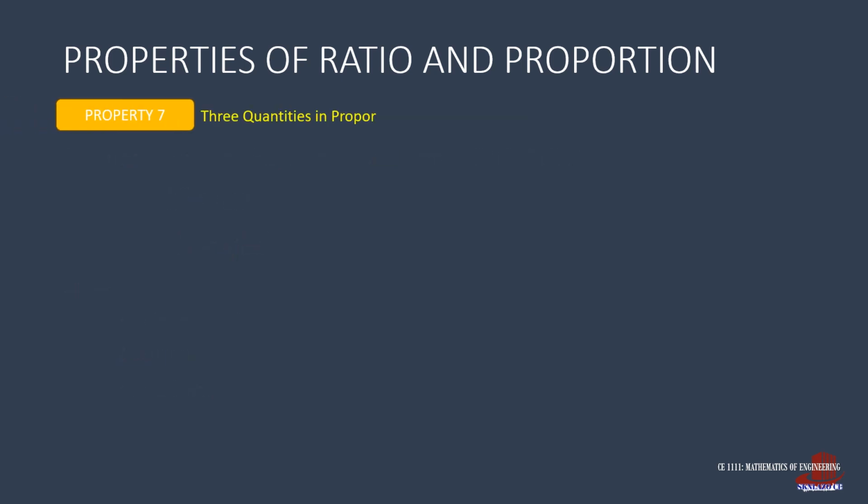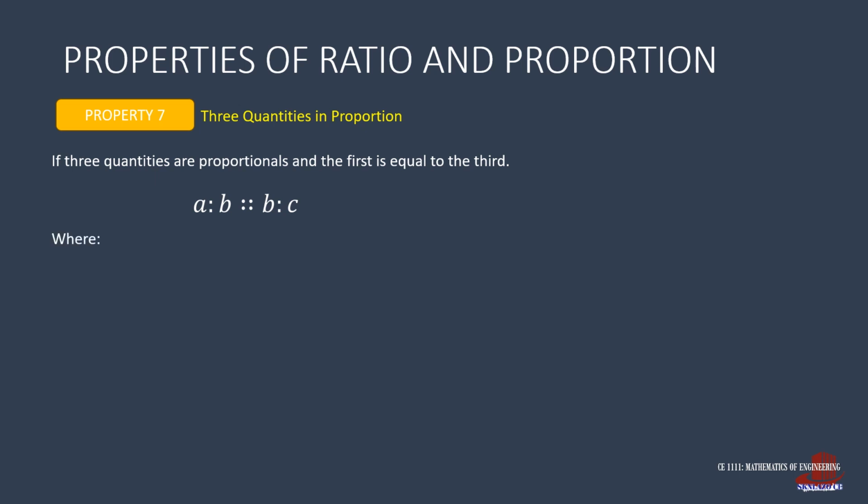The seventh property still holds three quantities in a continuous proportion. Only this time, the first and third proportions are equal. With A is to B as B is to C, and A is also equal to C, then by cross multiplication, AC is equal to B squared. But then C is also A, so A squared is equal to B squared.